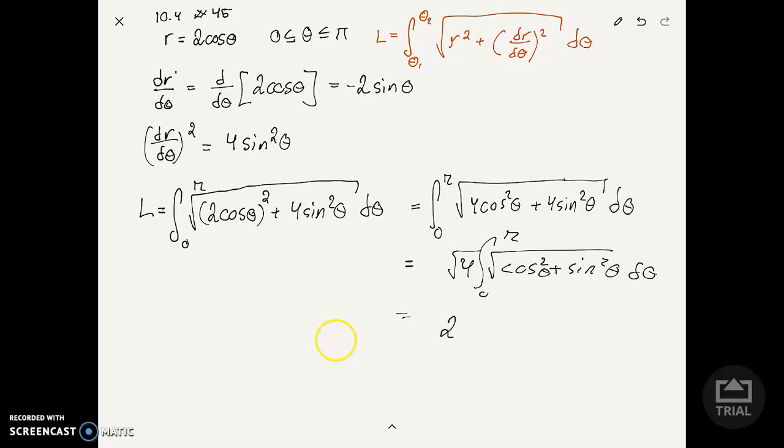And then from there, well, the root of 4 is 2, and then cosine squared plus sine squared is just 1. So we're really just integrating root 1, which is 1, d theta. So then we're left with 2 theta from 0 to pi, and that just works out to be 2 pi. And yeah, pretty easy.